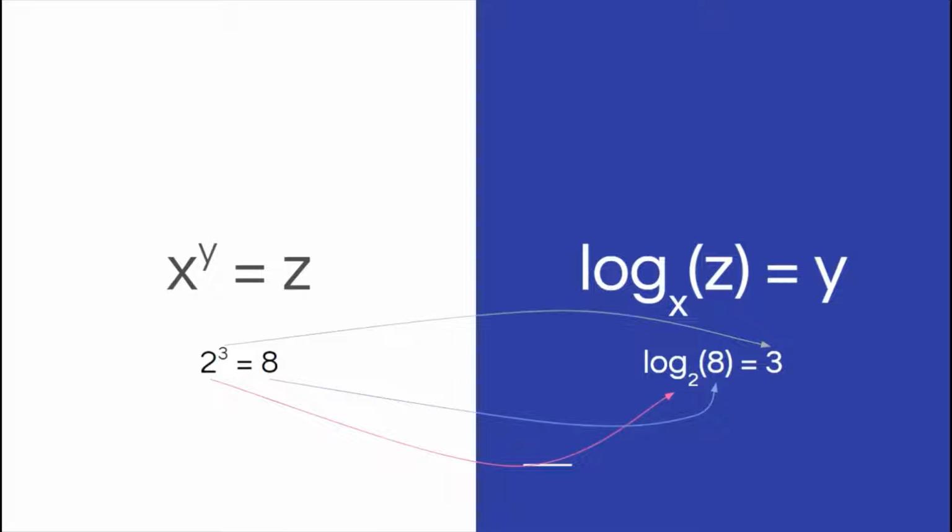Essentially, when using logs, we are saying what power do I need to put a to get b. So what power do I need to put 2 to get 8? The answer is 3, because 2 to the power of 3 is 8. This is different to how we use roots, as with roots we're saying what number to the power of a will give me b. So what number to the power of 3 will give me 8? The answer is 2, because 2 to the power of 3 is 8.